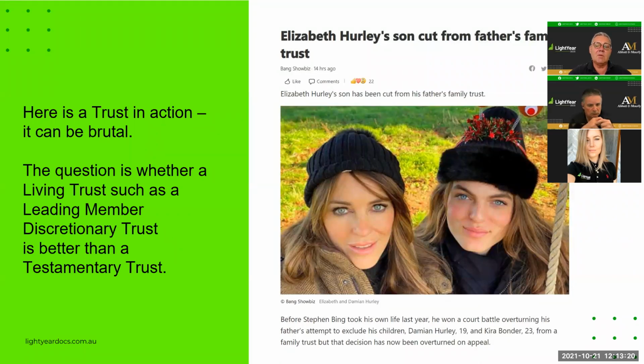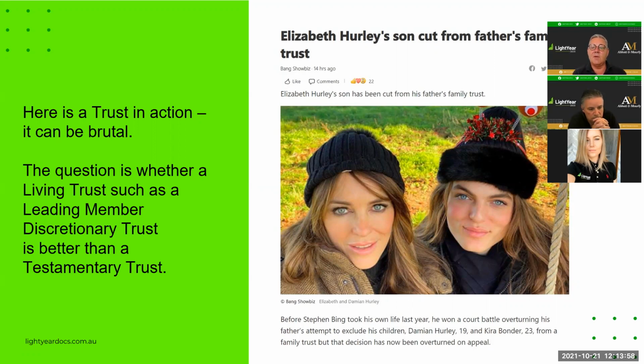Main thing here, though, if you have a look at the heading, this is probably the only decent article I've seen on this: Elizabeth Hurley's son was cut from the father's family trust, and that was done by his uncle. When you have a look at that trust style, there's potentially a £220 billion trust. Effectively, it's easy to get rid of beneficiaries, and they have very little recourse because the beneficiary has no right or entitlement to any asset, unless, of course, it's a unit trust.